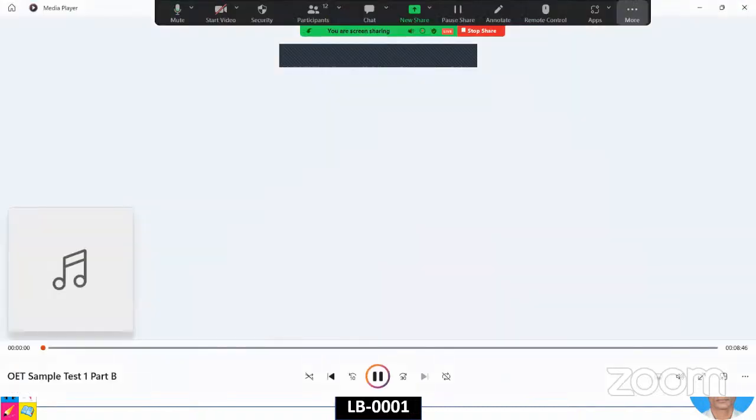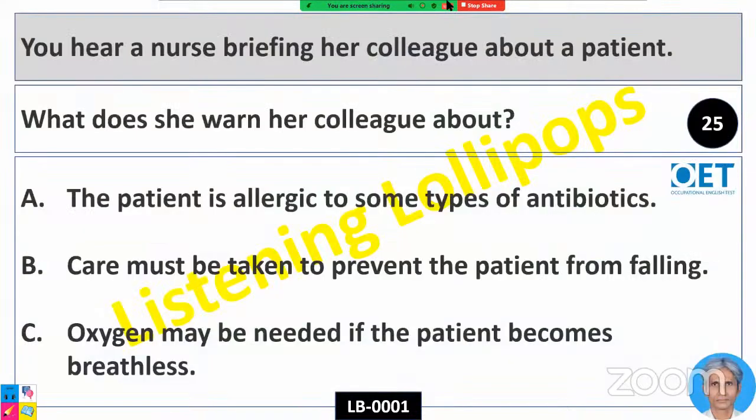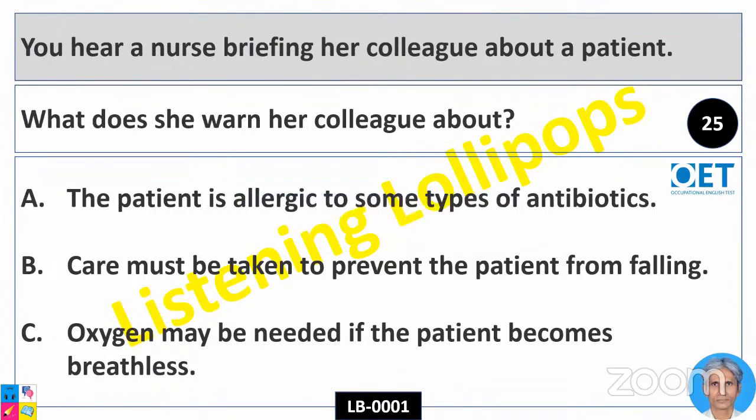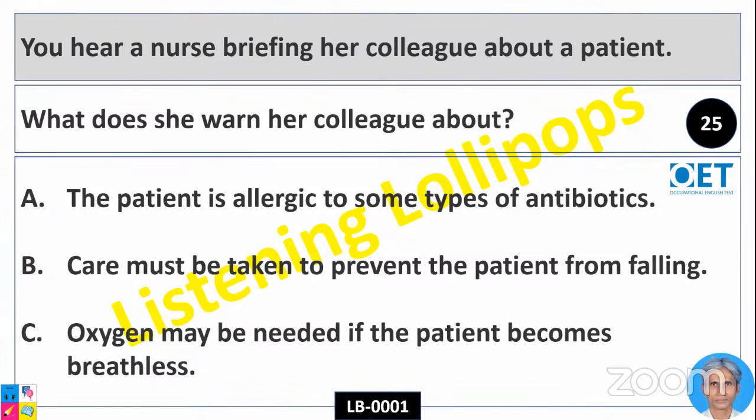Part B. In this part of the test, you'll hear six different extracts. In each extract, you'll hear people talking in a different healthcare setting. For questions 25 to 30, choose the answer A, B, or C, which fits best according to what you hear. You'll have time to read each question before you listen. Complete your answers as you listen. Now look at question 25. You hear a nurse briefing her colleague about a patient. Now read the question.